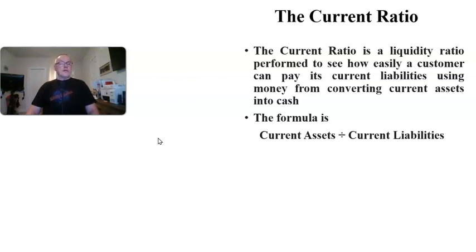The first one is the current ratio. It's a liquidity ratio. Liquidity refers to an assessment of the idea that the customer is likely to have cash on hand to pay invoices as they come due. The current ratio, as a liquidity ratio, is calculated to see how easily a customer can pay its current liabilities by converting its current assets into cash. The formula we use is current assets divided by current liabilities equals the current ratio.